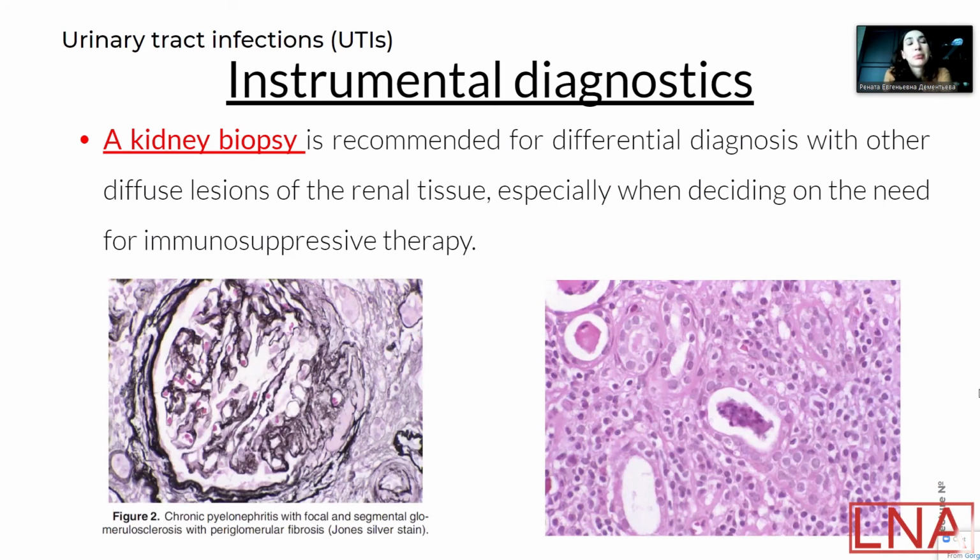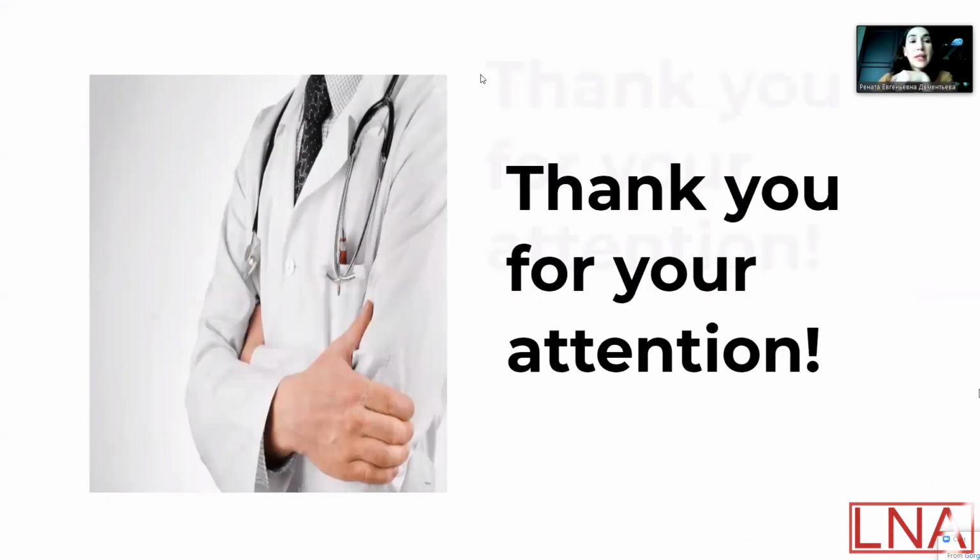So the last way of instrumental diagnostics is a kidney biopsy. It is recommended to make a differential diagnosis with other diffuse lesions of the renal tissue, and especially when deciding on the need for immunosuppressive therapy in the case of alternative diagnosis with glomerulonephritis. Surely, for routine pyelonephritis, such an invasive and damaging method as a kidney biopsy is normally not recommended. But on the other side, for glomerulonephritis, the gold standard is kidney biopsy with histological examination. So that's all for today.